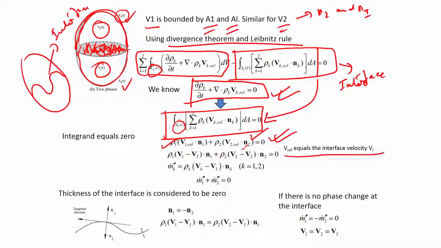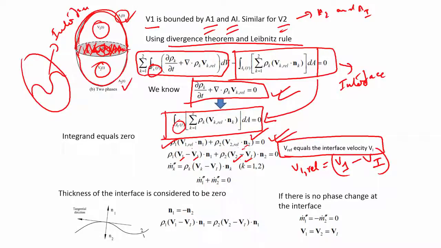Now, if the reference velocity equals the interface velocity, that is the reference velocity with which the control volume moves, then the relative velocity can be written as V 1 relative equals V 1 minus V I. So, this is 1, this is I, there is a difference, and similarly this is V 2 minus V I. It is the same thing.